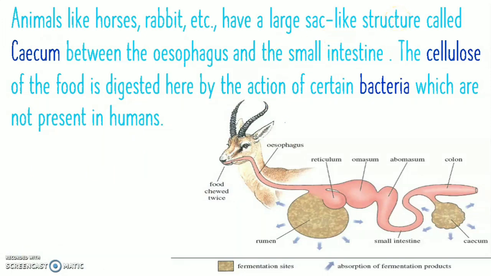Animals like horses, rabbits, etc. have a large sac-like structure called cecum. So here is the cecum. It is between the esophagus and the small intestine, here. The cellulose of the food is digested here by the action of certain bacteria which are not present in humans. So remember the bacteria I was talking about? So the bacteria is present in the cecum, which helps to digest the cellulose.